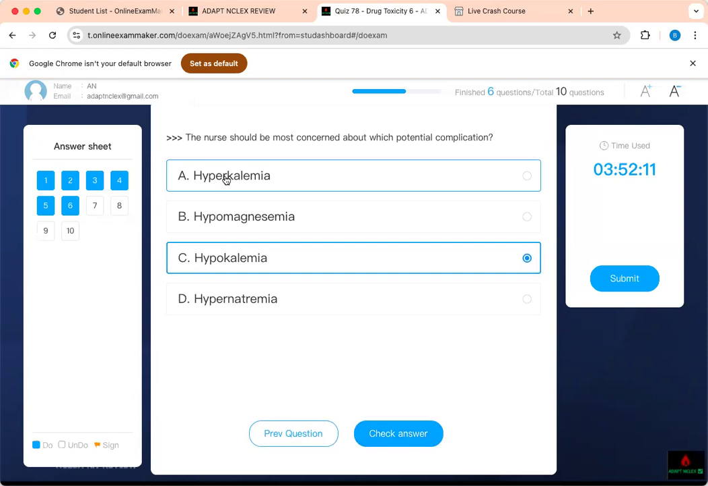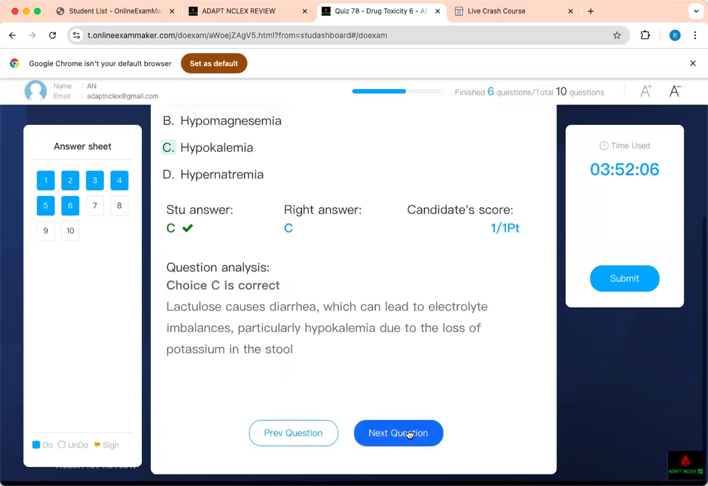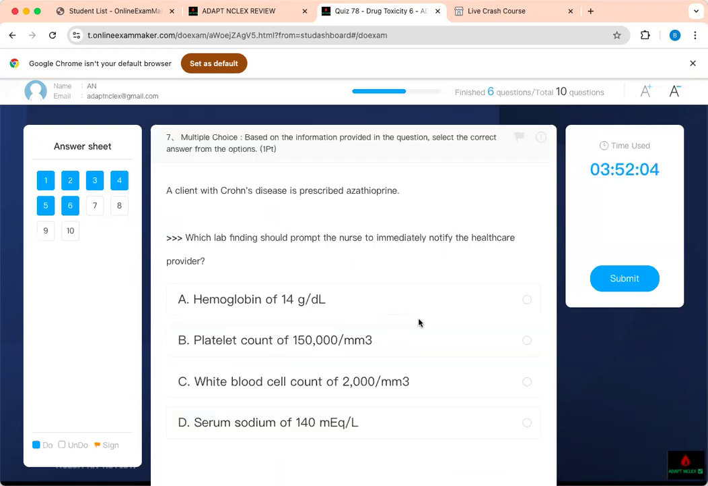Test taking strategy is hypokalemia. That means one of them is right. Which lab findings should prompt the nurse to immediately notify the health care provider? That means prioritization 101. Which one do you want to call the doctor about?